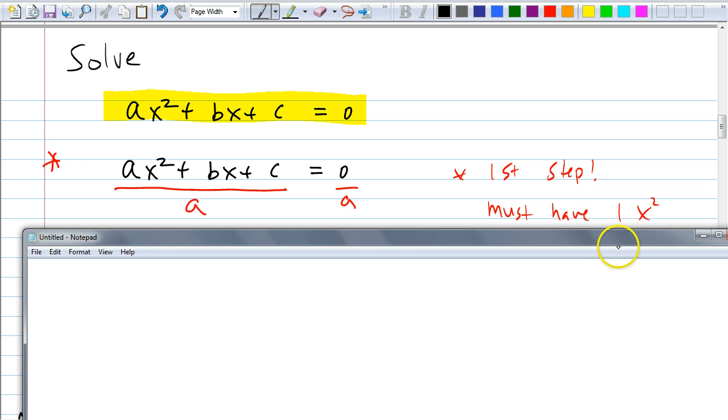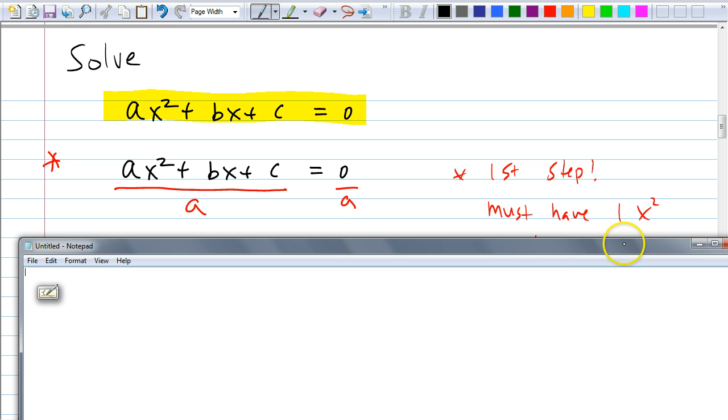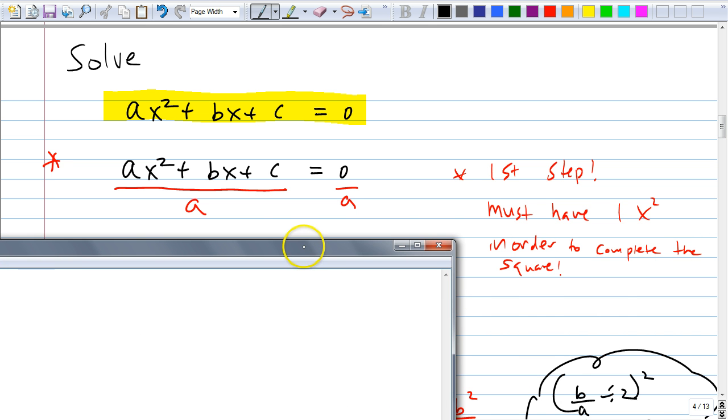You must have, remember, the x squared term with a coefficient of 1. Otherwise, can you complete the square? 90% of the time where people mess up is because they forget to divide by that coefficient. Because if it's not 1, you can't complete the square. So please do that first. Make sure you have 1. Somebody tell me what we get when we divide both sides by a.